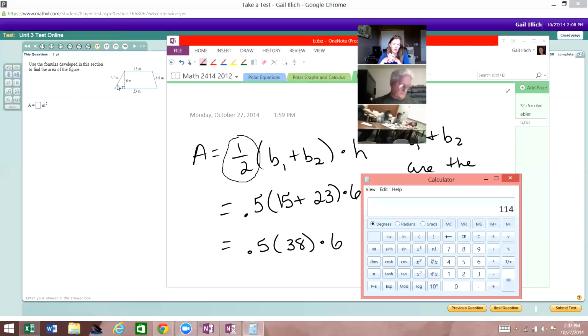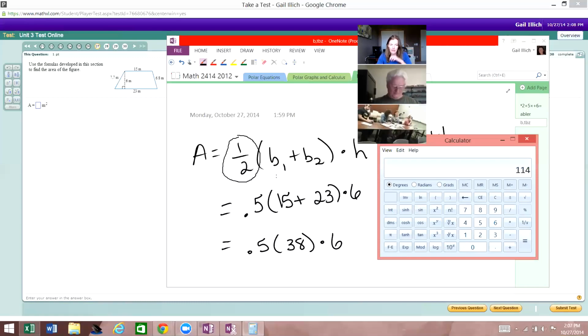We didn't do a trapezoid problem on the homework or in the notes. So you guys are going to be lucky to be able to get this one. It's half times base 1 plus base 2, you add the bases together, times the height. The bases are the parallel sides, and then times the height.